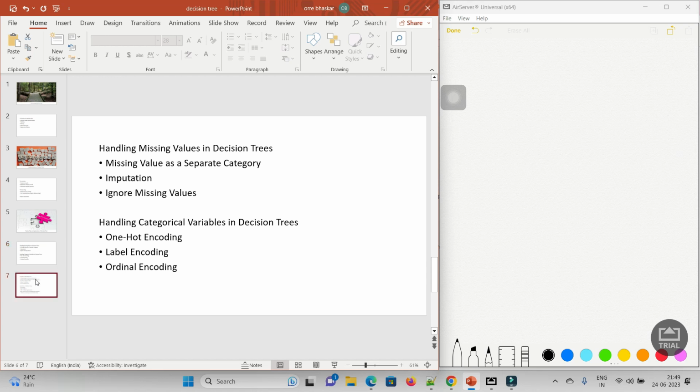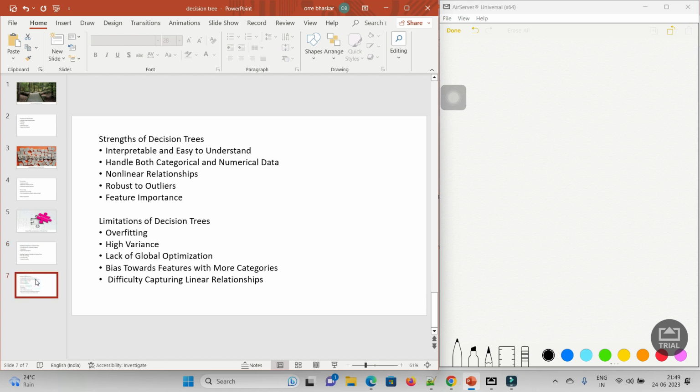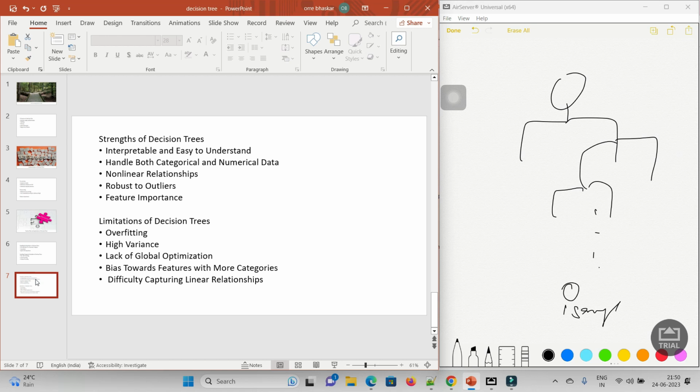Limitations of decision tree. Overfitting. Decision trees have a tendency to overfit the training data, especially when they grow deeper and complex. Overfitting occurs when the tree captures noise or outliers, giving poor generalization to unseen data. Techniques like pruning and setting constraints can help mitigate the overfitting. As we know, if we have a tree, it can have subtrees, and it can go on till we have one sample nodes, leaf nodes. So if we have it, it will overfit.